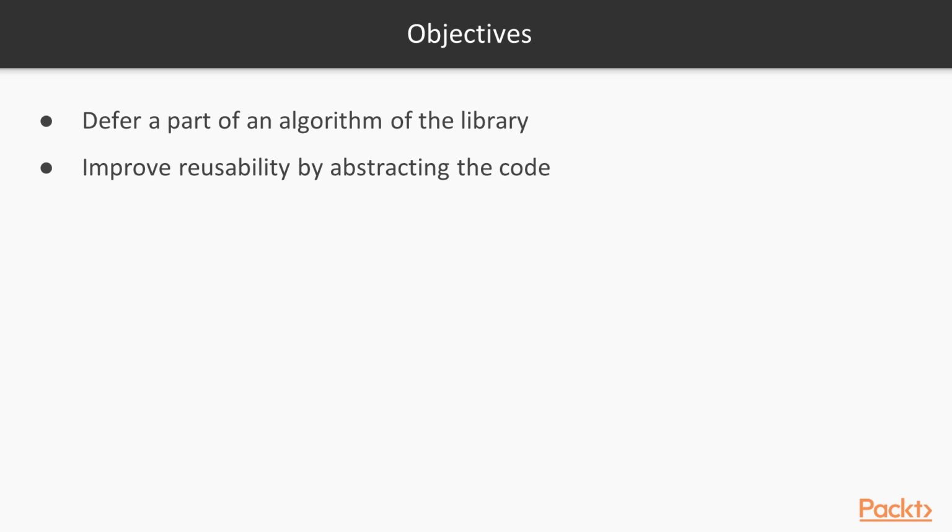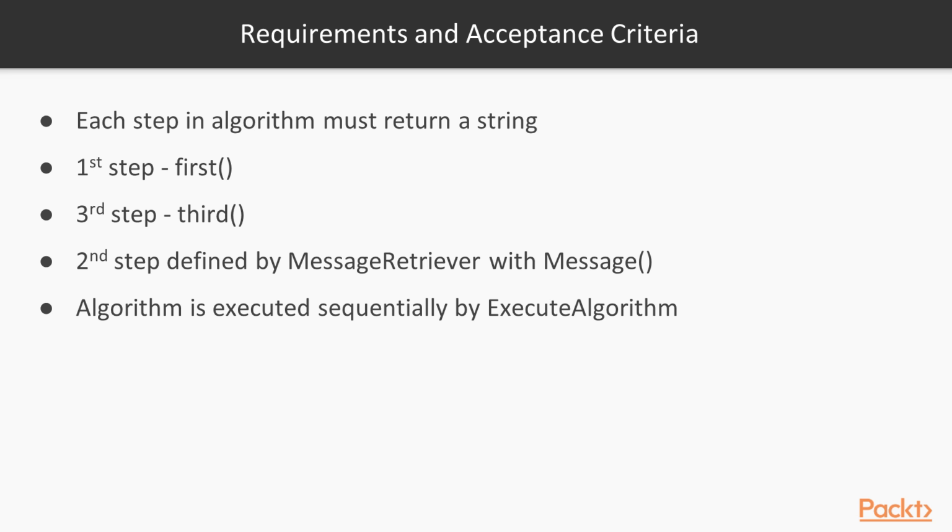The template design pattern is all about reusability and giving responsibilities to the user. So the objectives for this pattern are listed here. Defer a part of the algorithm of the library to the user, and improve reusability by abstracting the parts of the code that are not common between executions. A brief description of what the template pattern has to do is to define a template for an algorithm of 3 steps that defers the implementation of the second step to the user.